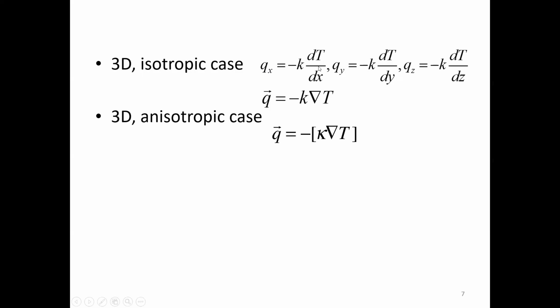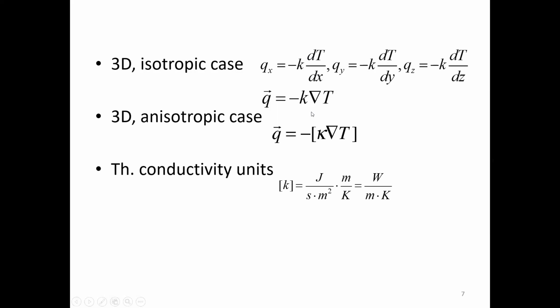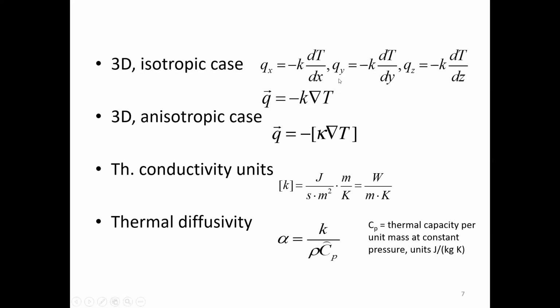And I can recognize gradient of temperature, dT/dx, dT/dy, dT/dz. This is essentially partial derivative in this particular case. My d should be that delta. So basically, I have a gradient T here. Now, my thermal conductivity, actually, I can look at it from this law, and I can figure out that the units are joule per second, which is watt per meter per Kelvin.